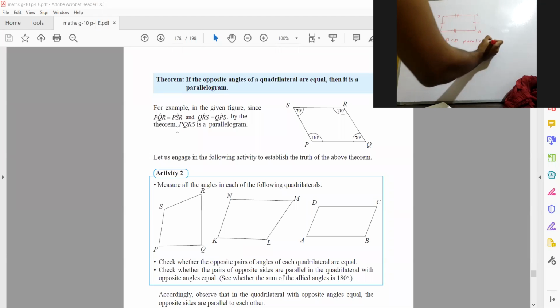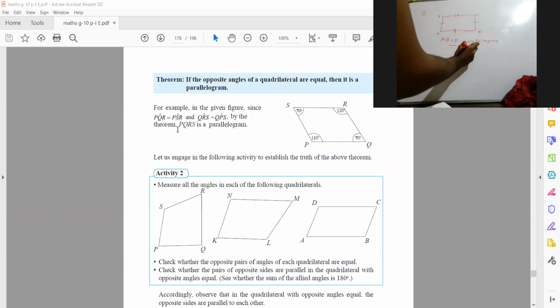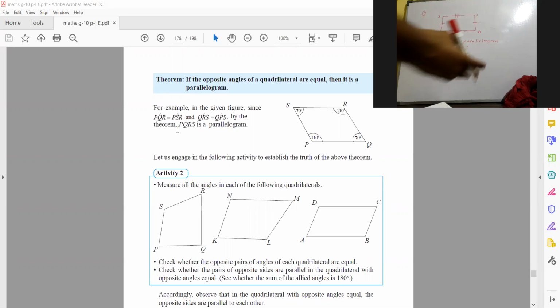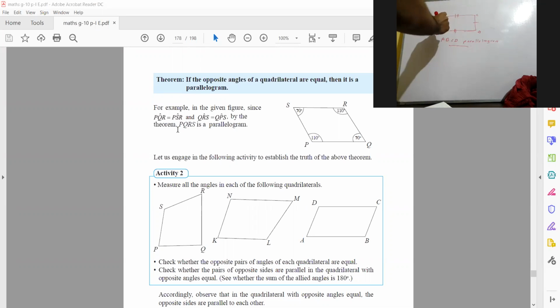Parallelogram. We can get to a conclusion only from this, right? Then apply the other properties also to this. We can say that these two lines are parallel, these two lines are parallel, and the diagonals bisect each other. We can say all those after saying ABCD is a parallelogram just by the first theorem, right?